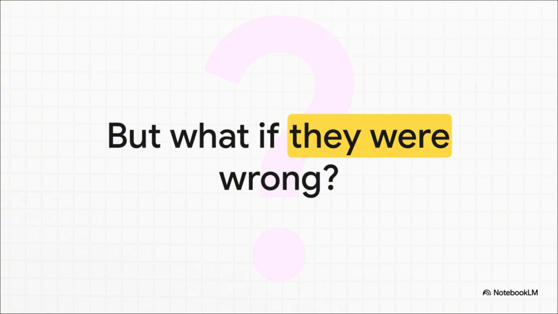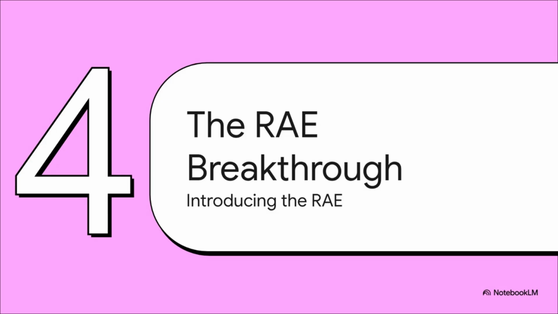That's the simple question this new research asked. What if you didn't have to choose? What if an AI could get the what and the how perfectly? And that question led to this, the RAE breakthrough. The answer is a brand new model called a Representation Autoencoder, or RAE for short. And let me tell you, it doesn't just tweak the old approach. It flips it completely on its head.